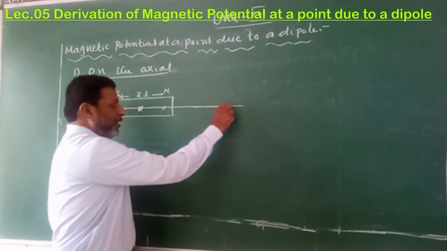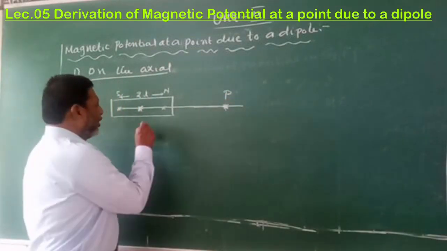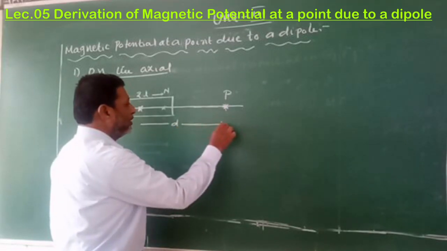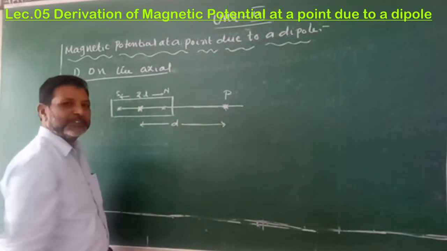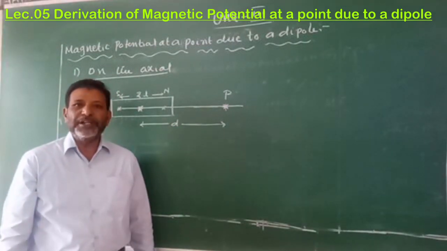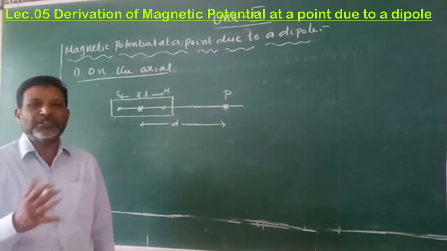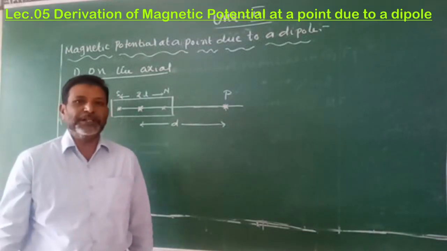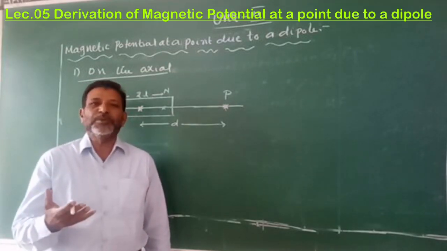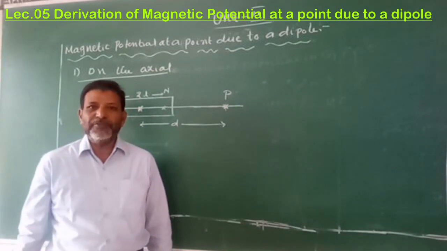Okay. Now take any point P on the axial line. This point P is at a distance of d from the center of the magnet. Now, here one more point I want to make clear. Since the north pole and south pole are unlike, the north pole is taken as positive, whereas the south pole is taken as negative.